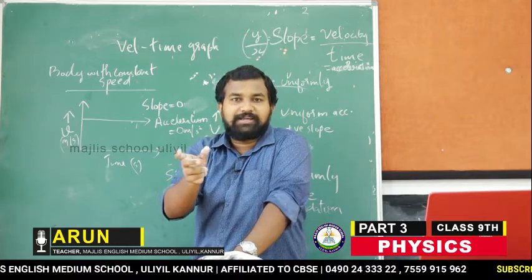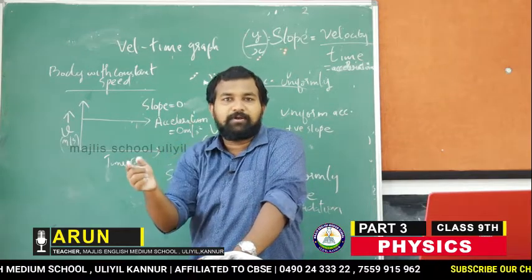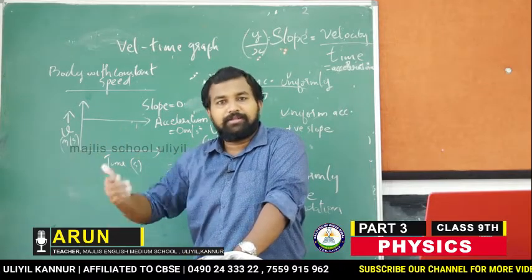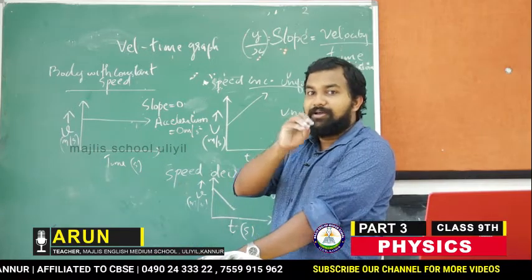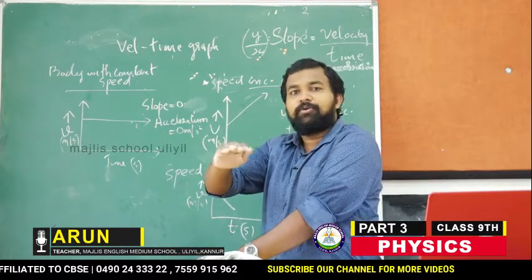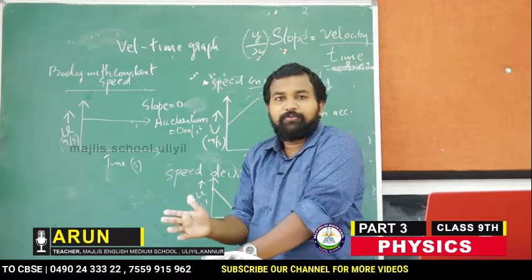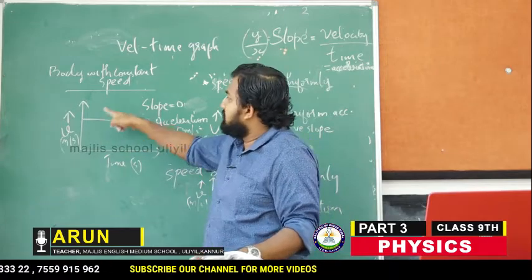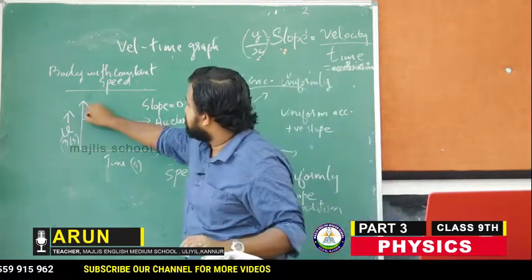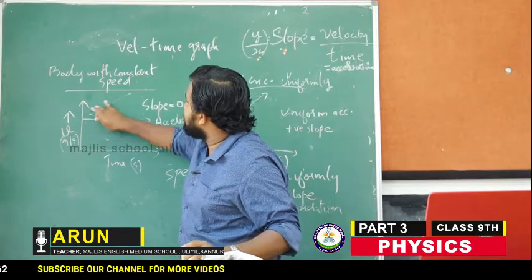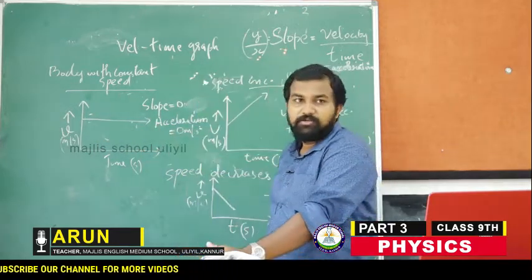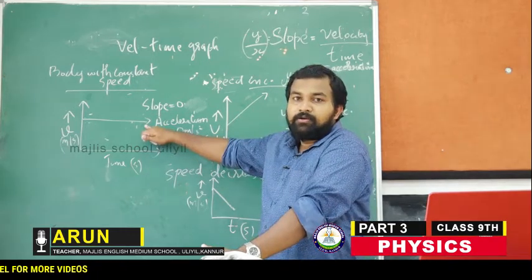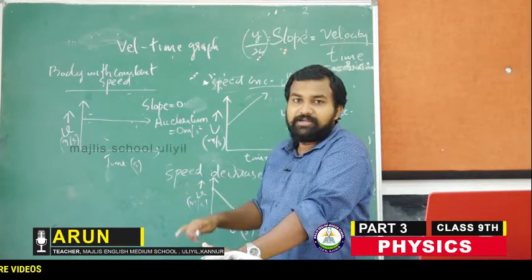For the first 5 seconds, if it was moving with 60 km per hour, the next 5 seconds again it will be moving with 60 km per hour, then again it moves on like that. So the velocity is constant for all equal intervals of time. The velocity is not increasing, it is not decreasing. It's a constant. So for a body moving with constant velocity, the graph will be parallel to the x-axis.